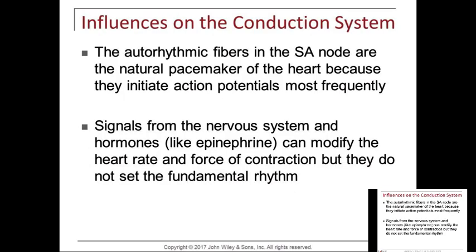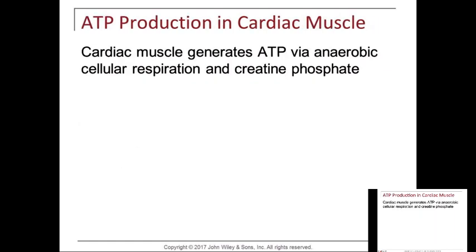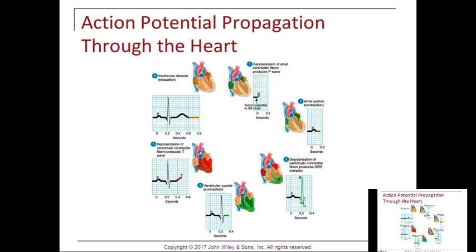The autorhythmic fibers in the SA node are the natural pacemaker of the heart, because they initiate the action potentials most frequently, and signals from the neural system and hormones like epinephrine can modify the heart rate and the force of contraction, but they do not set the fundamental rhythm. The heart muscles generate ATP via anaerobic cellular respiration and creatine phosphate, or CP.